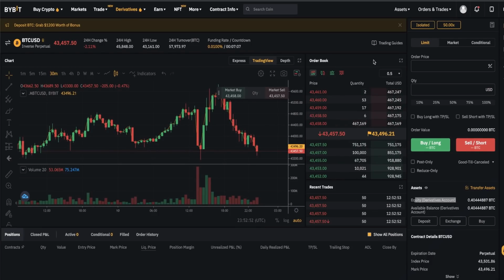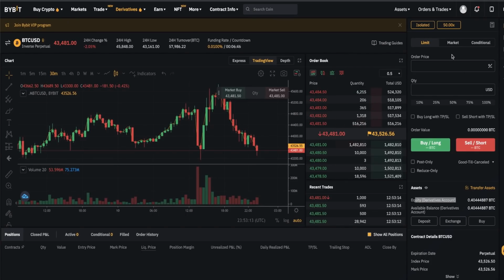Now, at first glance, this page is going to look a lot like any old exchange. We've got our charts over here. We've got all of our charting tools that we can be using. We have our order book. Things start to get a little bit different over here. So we have buy long, sell short, lots of different options here within that.